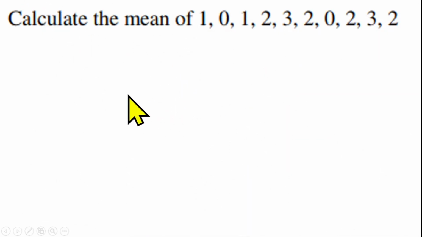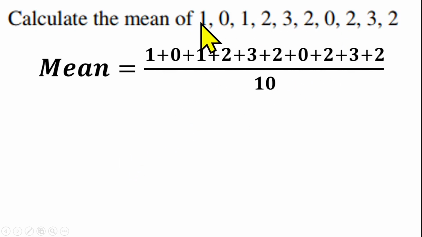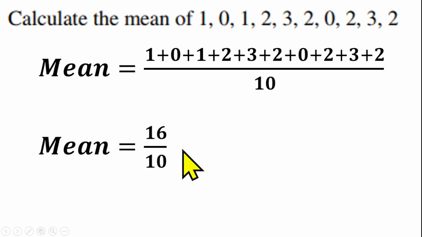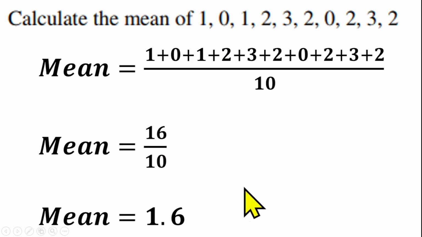Now let's see another one quickly. We have to find the mean of this set of numbers as well. We have 1, 0, 1, 2, 3, 2, 0, 2, 3, 2. So we have to find the mean or average of these numbers. That means we need to add the numbers together as well, divided by the number of data that we have there. We have 10 data. So add them together. By the time you add them together, you'll be having 16 divided by 10, and that should give us 1.6 as the average of this set of numbers.